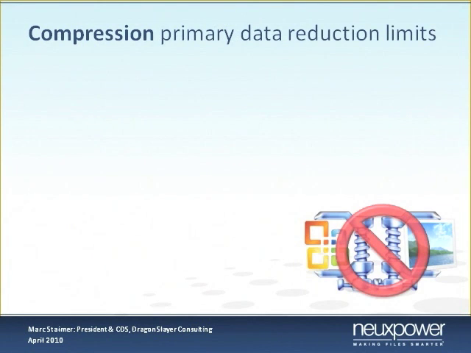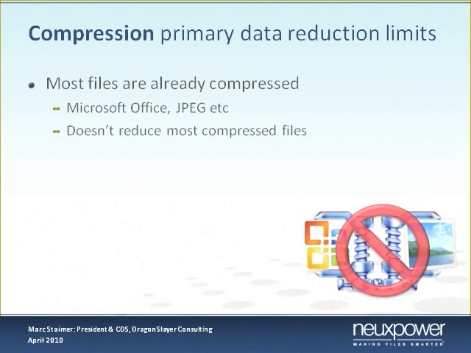Compression in primary data also has serious reduction limits. Most files are already compressed. Since Microsoft Office 2007, they compress their documents and their spreadsheets and their presentations. So they're already in a compressed format. It's hard to compress a compressed file. JPEGs are already compressed. So you don't really reduce much when you're compressing compressed files.